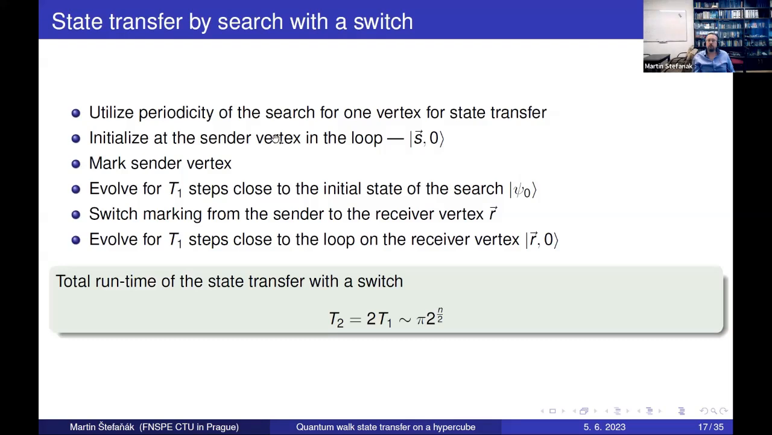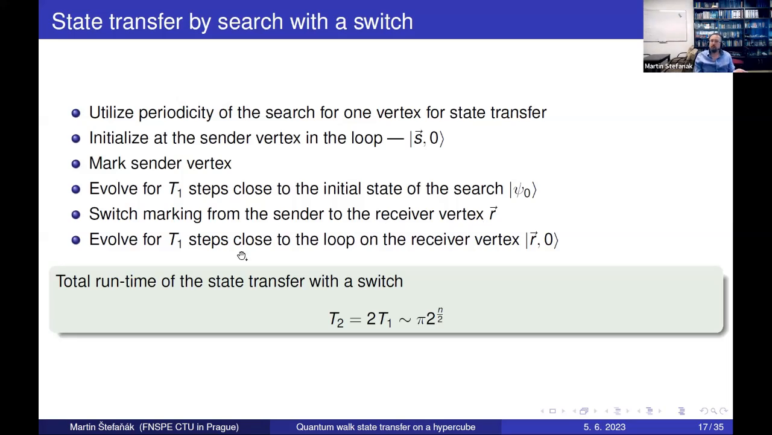Now we can actually utilize the search algorithm to do the state transfer by using the periodicity of the search, because if we keep the search algorithm evolving, we essentially go from this equal weight superposition to the loop at the marked vertex, and then we go back. So we can do the following: we initialize the walk at the sender vertex in the loop state, and only the sender vertex is marked with this weighted loop, and we evolve for this T1 steps. And after this, we get close to the initial state of the search algorithm, this psi zero. And then we switch the marking of this vertex. The sender will turn off the mark and the receiver will turn it on.